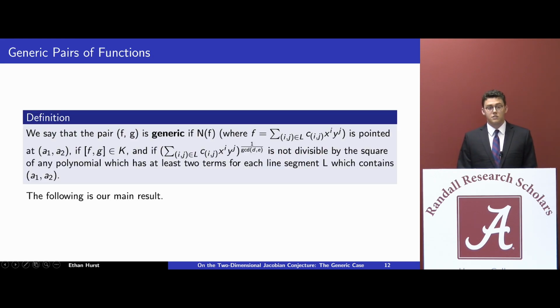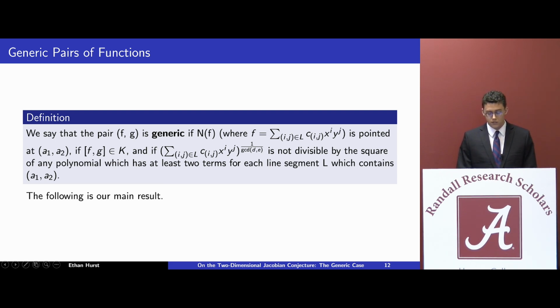From here, we can define the notion of generic pairs of functions, which is a bit more technical. We say that a pair of functions, f and g, is generic if, and there are three conditions here, the Newton polygon is pointed at a sub 1, comma a sub 2, the direction of the biggest point on the Newton polygon; the Jacobian is in the field and is a constant; and this expression here, we can think of as a Newton line radiating out from the origin.